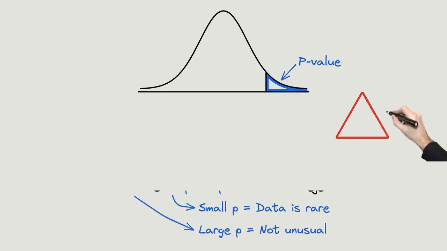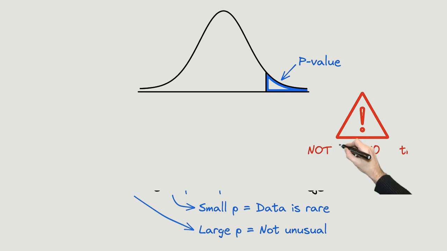This definition matters. A p-value is not the probability the null hypothesis is true. It is not the probability the result happened by chance. It is not a measure of how big or important an effect is. And a large p-value does not prove there is no effect. It only says the data do not strongly contradict the null.